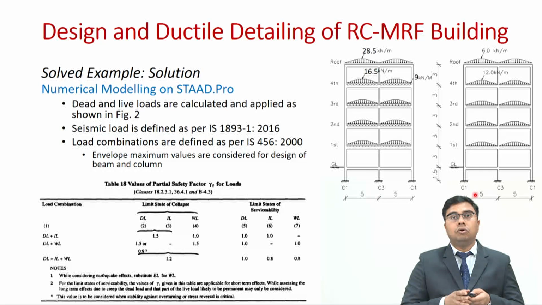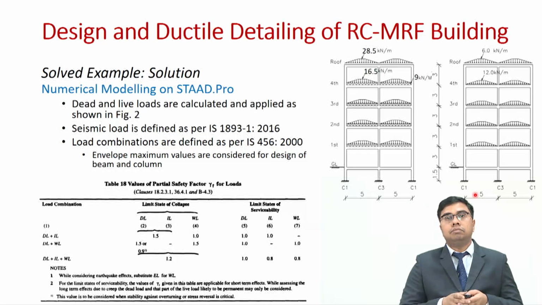Then the seismic load is defined as per IS 1893 part 1, 2016 version. Why? Because the software is still tuned to use the seismic load directly. I could have defined the seismic load manually, but in order to save some time, I applied the seismic load which is predefined by the software based on IS 1893 part 1, 2016 version.